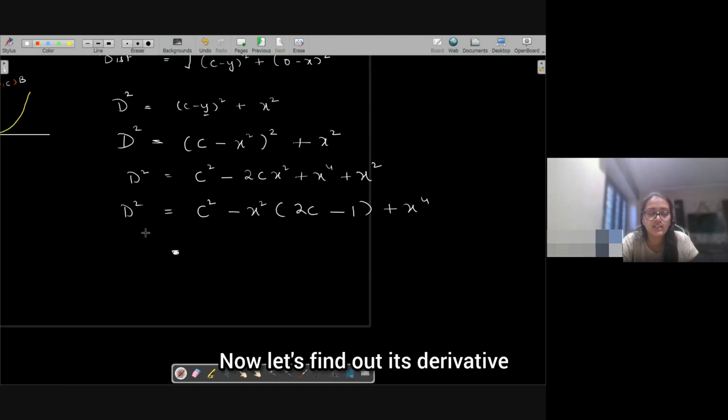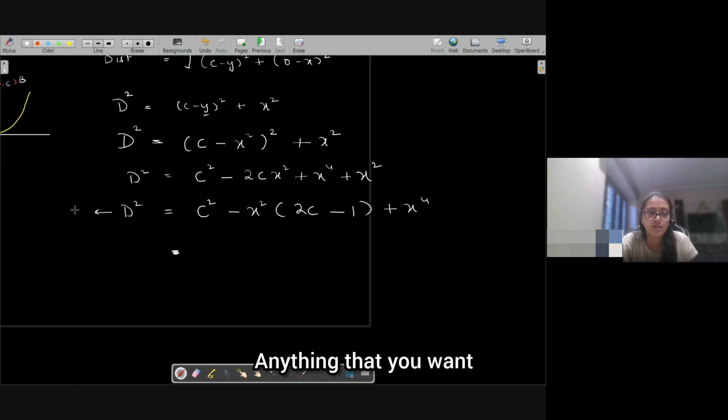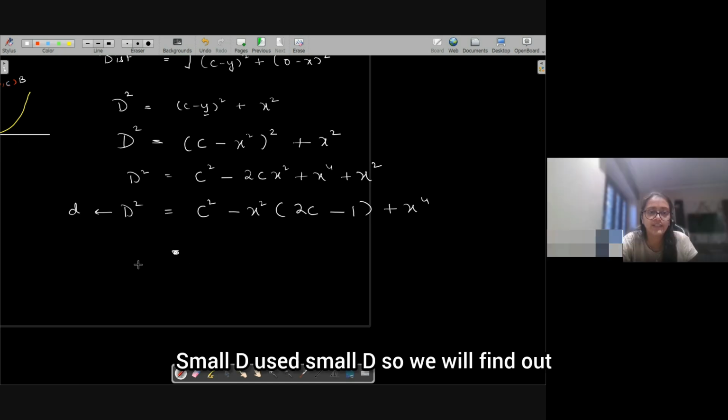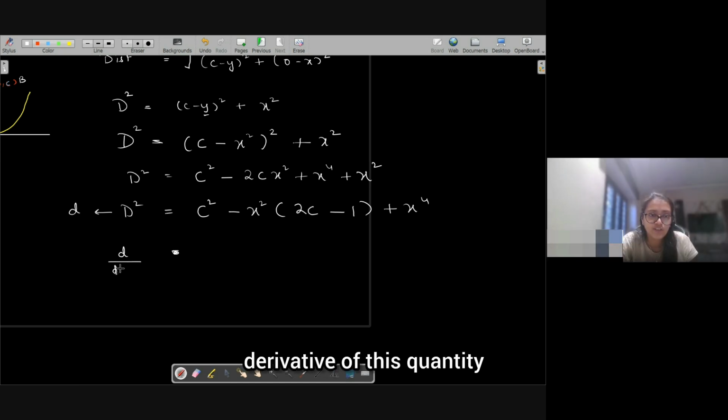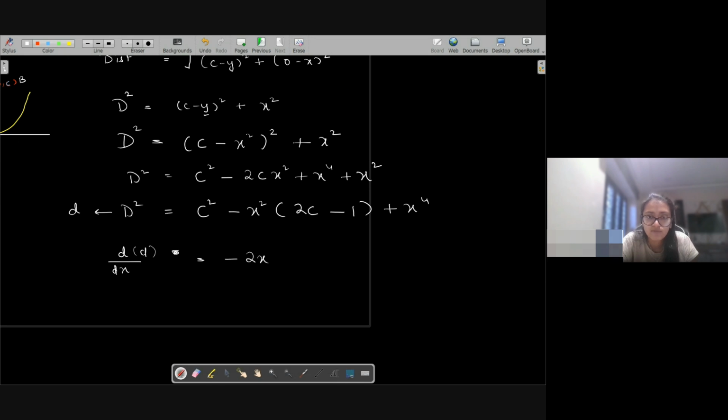Now let's find out its derivative. Let's give this quantity a name, anything that you want, small d. So we will find the derivative of this quantity, d by dx of small d. The derivative of negative x square will be negative 2x times 2c minus 1, plus 4x cubed.